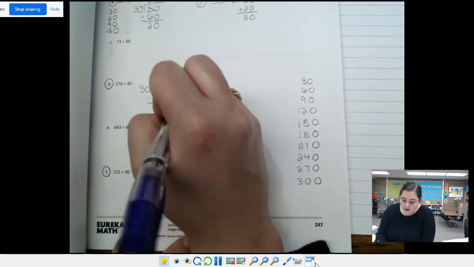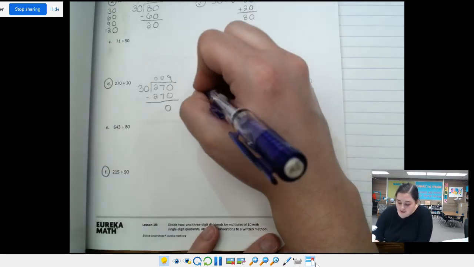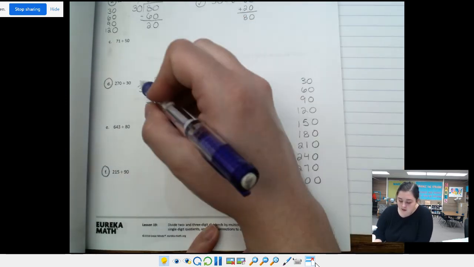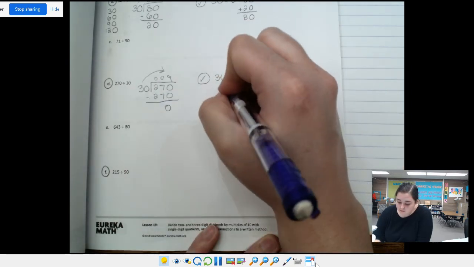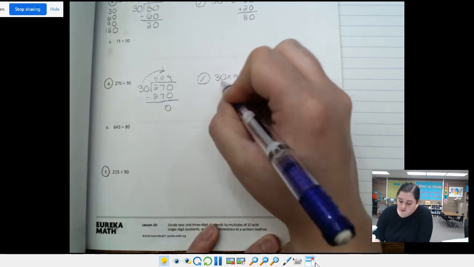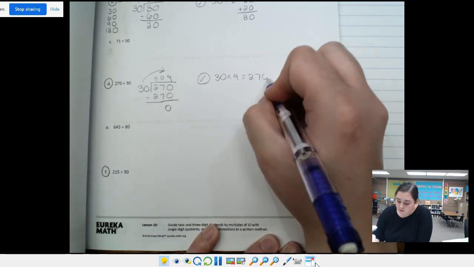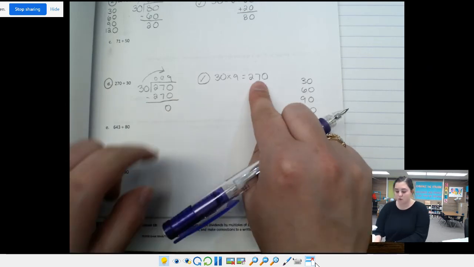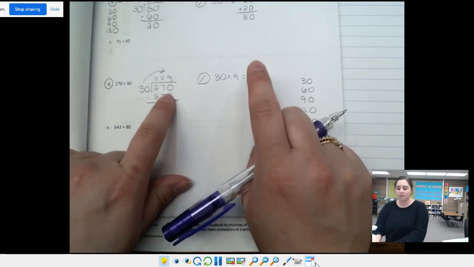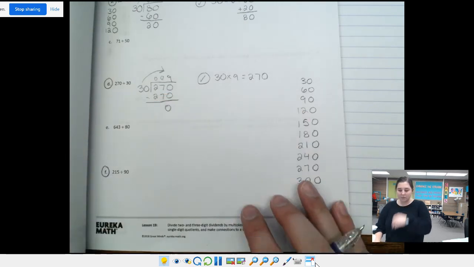So that means I am not going to have a remainder this time, which makes my checking really easy. If I do my rainbow, 30 times 9, 3 times 9 is 27. Add a 0. I have no remainder I need to add. So I'm already there. 270 and 270. Did it right. Okay, one last one.